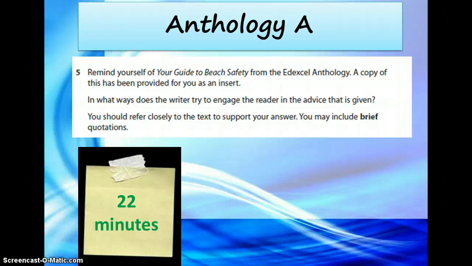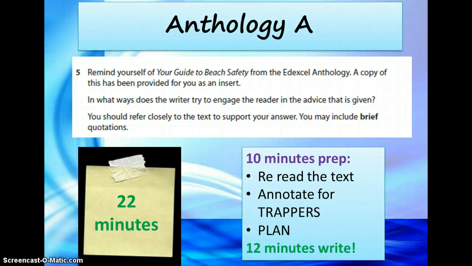So in your first 22 minutes that you're going to spend on this, you need to spend your first few minutes preparing. Okay, 10 minutes preparing. Reread the text that they've given you, annotate it for the trappers, look at the question, and then plan. Okay, 10 minutes prep and then 12 minutes or more writing. Now, we know it's going to ask you something like this. How does the writer engage the reader or interest the reader? Something to that effect. It may give you bullet points, it may not.